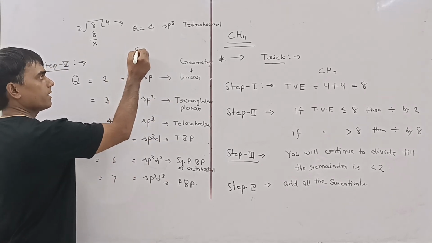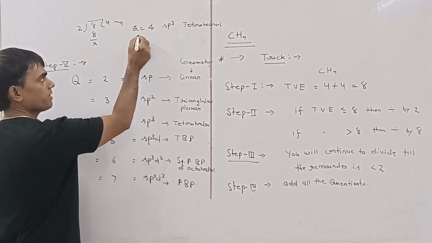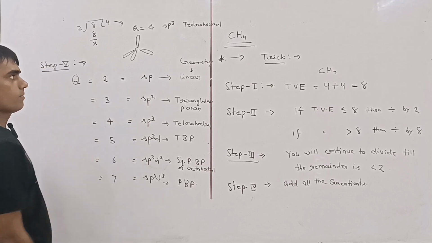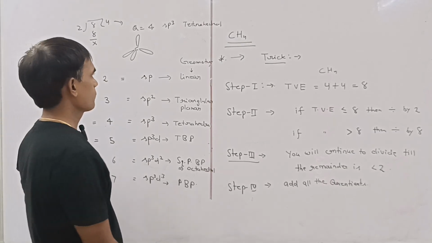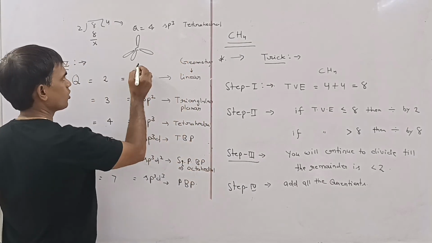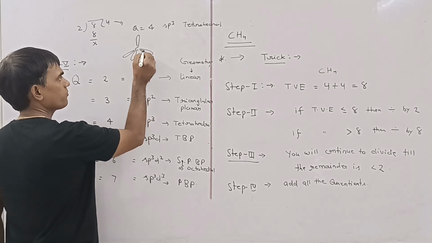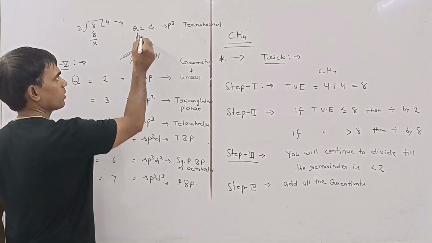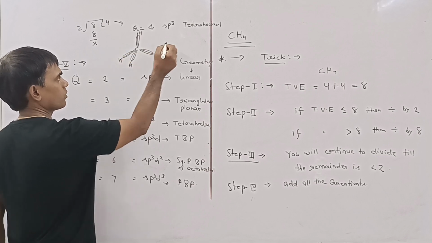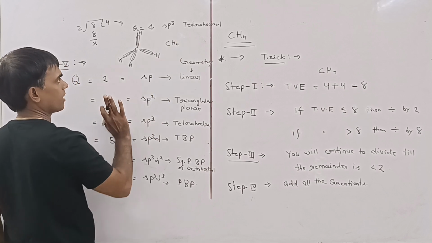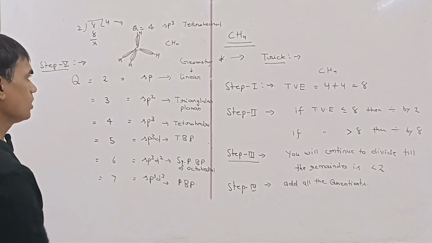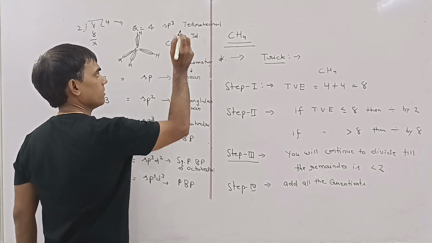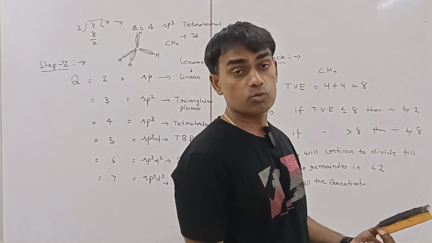Now the central carbon atom has 4 lobes in a tetrahedral geometry. One bond is formed along each direction with the hydrogens. There are 4 hydrogens and 1 carbon. Now it is a symmetrical shape. So the geometry is tetrahedral and the shape will also be tetrahedral.